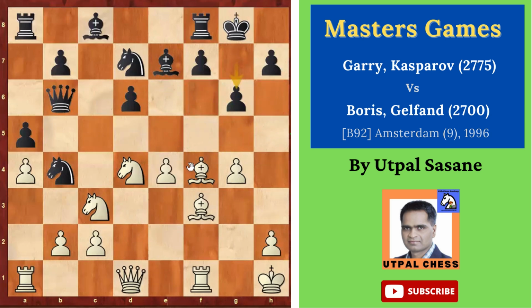After g6, Kasparov played bishop h6. Yes, Kasparov was waiting for these kinds of weaknesses. The moment he saw these weaknesses, he said, yes, let's use those weaknesses. So bishop h6, attacking the rook. The rook had to move, rook e8.